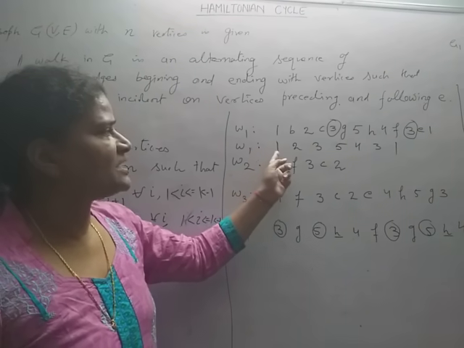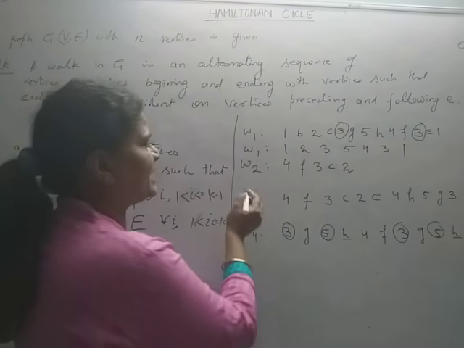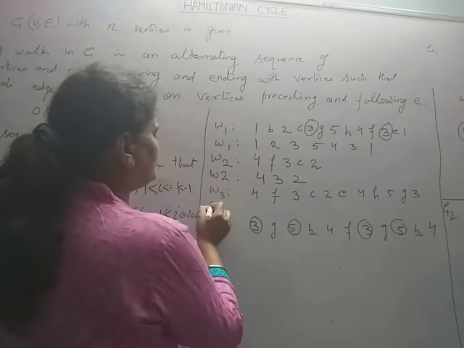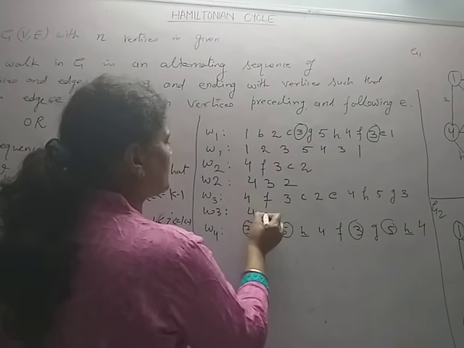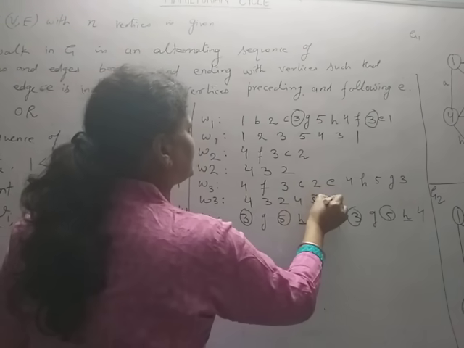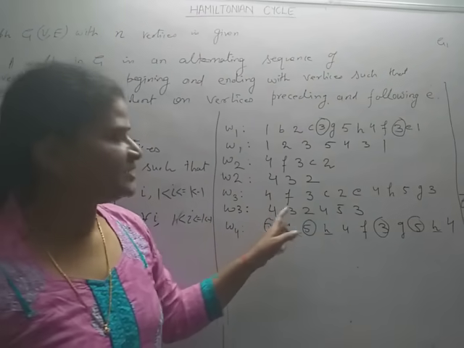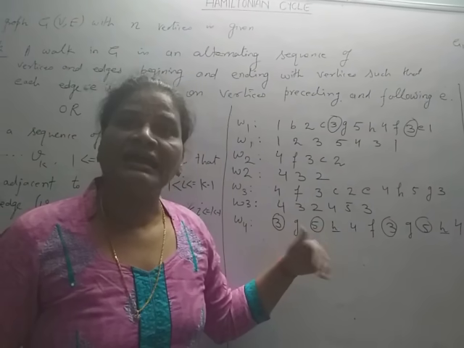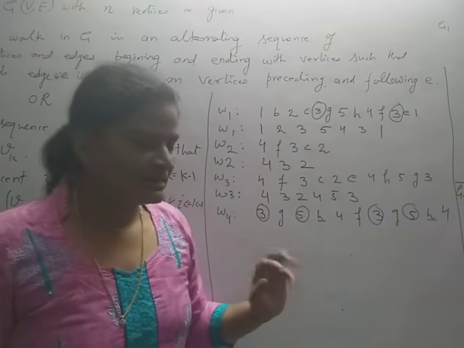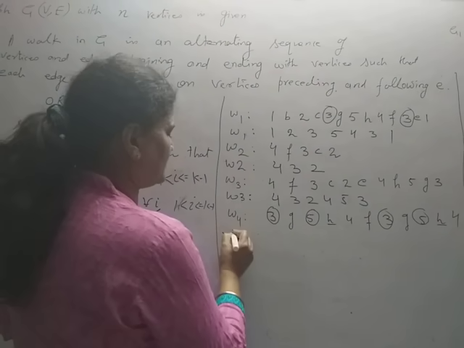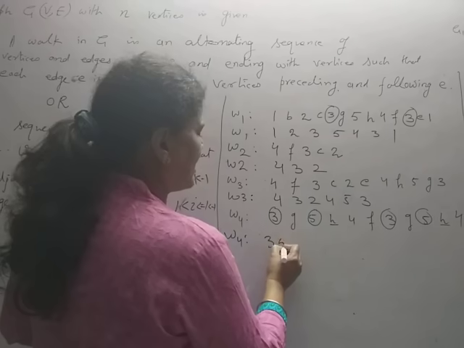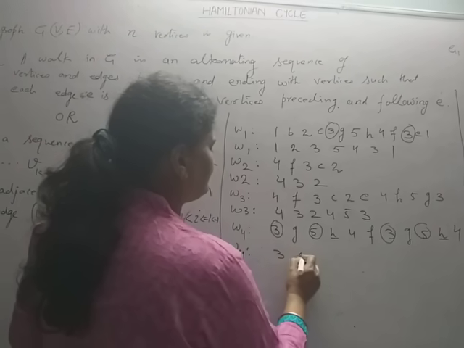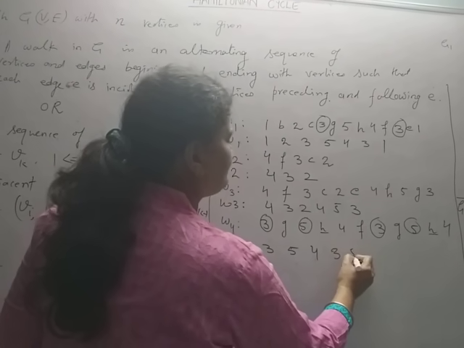See here, 1, 1. In this case, if we write W2, we can write W2 in this way also: 4, 3, 2. W3 can be written as 4, 3, 2, 4, 5, 3. If we write only vertices, then simply the vertices can be repeated. If we are repeating the vertex, then the edge is automatically repeated. W4 can be written as what? 3, 5, 4, 3, 5, 4.